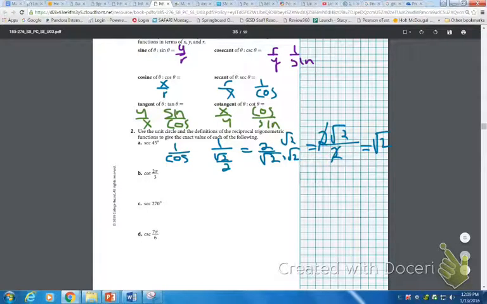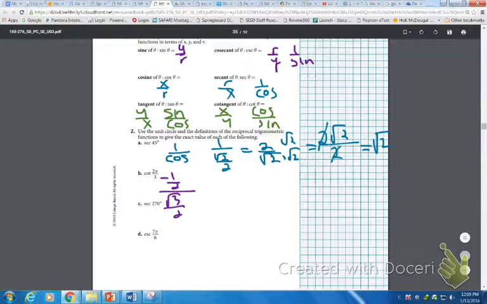All right, our cotangent of 2 pi over 3. So cotangent, if we look back up here, we see that cotangent is the reciprocal of our tangent. So this time we're going to do cosine over sine. So 2 pi over 3, what's our cosine? Negative 1/2. And we're going to divide that by the sine. And the sine is what? Square root of 3 over 2.